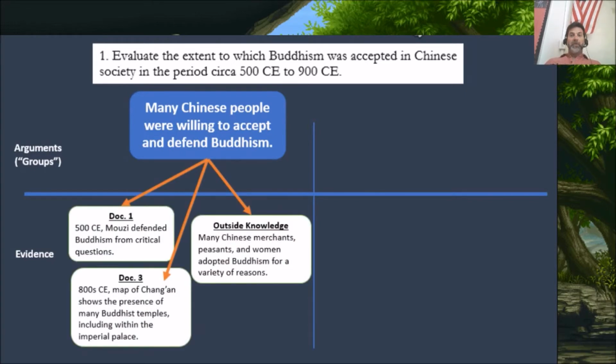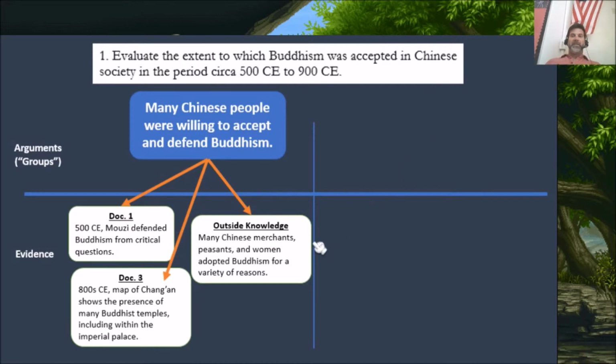And for the evidence, you've got document 1, Maozi defending Buddhism from critical questioning at the beginning of the time period, 500 CE. And then you've got document 3, the map of Chang'an, showing the presence of Buddhist temples in the capital city, including the imperial palace. That shows you that a lot of people accepted it, including the emperor at that point.